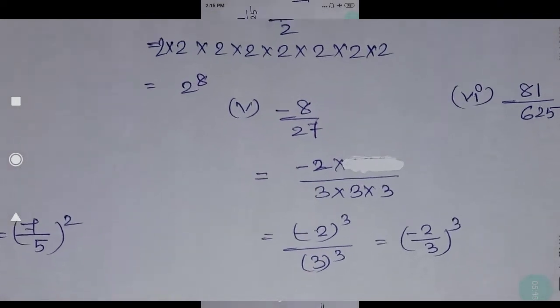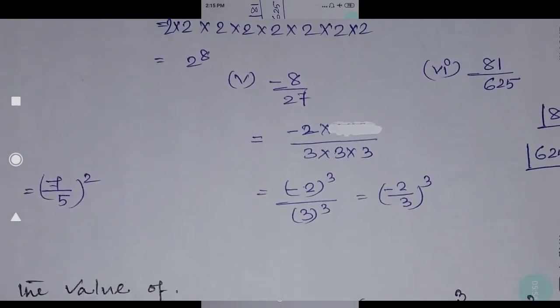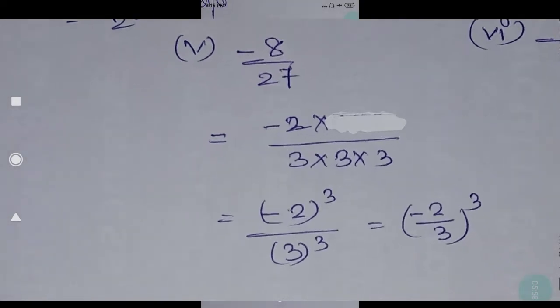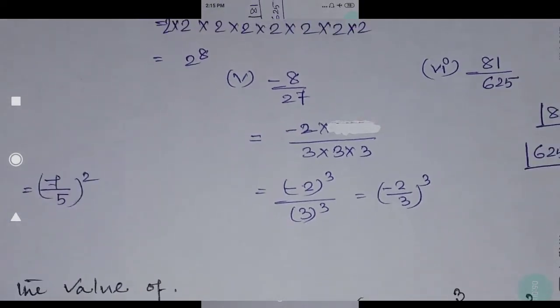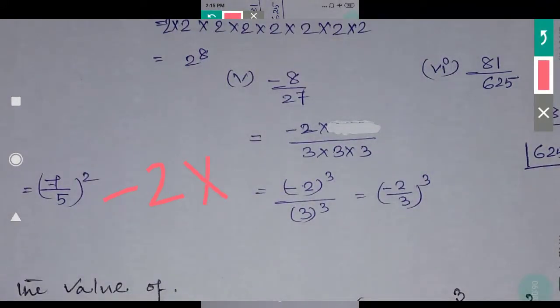Okay, similarly see question number 8. Same, 8 I can write as 2 into 2 into 2, which is 2 cube. Sorry, I had missed this second line. So minus 8 is there, so I can write it as minus 2 into minus 2 into minus 2. So can I write it as minus 2 cube?